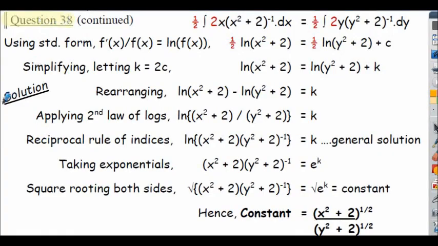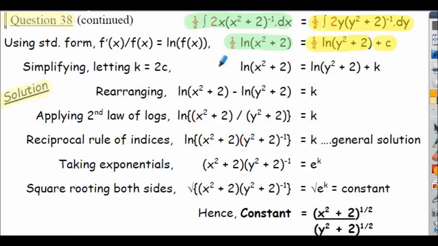Question 38, solution continued. Just repeating our integrals here from the previous slide. So on integrating, we have a half ln of x squared plus 2 on the left hand side, a half ln of y squared plus 2 on the right hand side, plus our constant of integration.